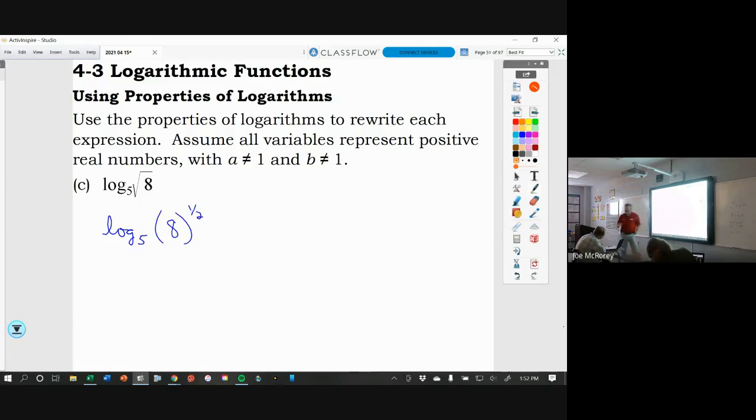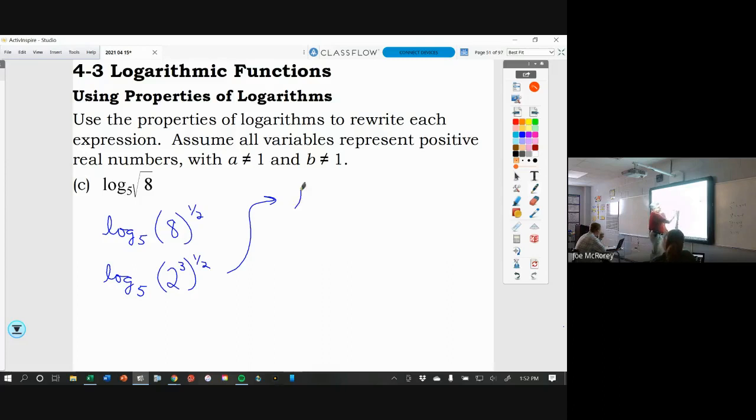How about the 8 though? Can you write 8 as a base to a power? Yes. 8 is equal to 2 cubed, 2 to the third. So I'm now going to write this as log base 5 of 2 to the third to the 1/2. When you raise a power to a power, what do you do with the exponents? Multiply them. So 3 times 1/2, 1.5 or 3 over 2.